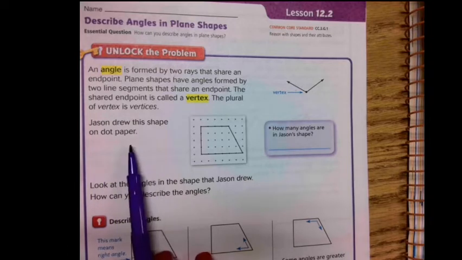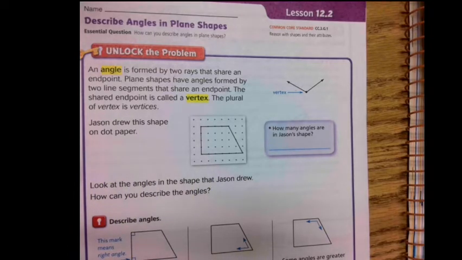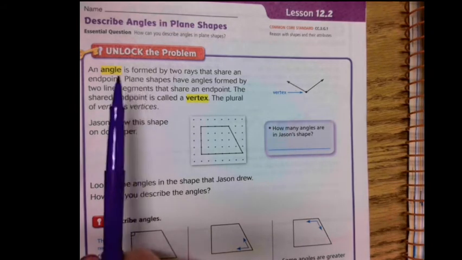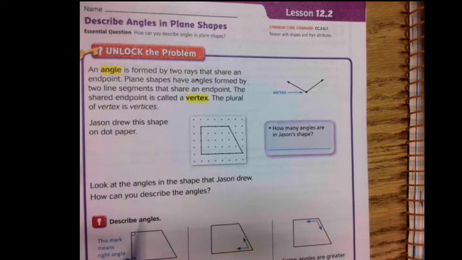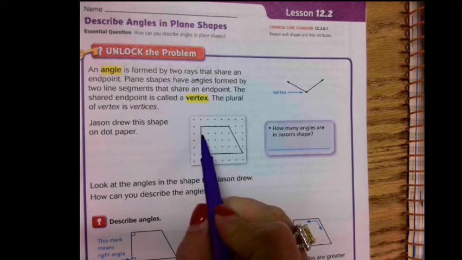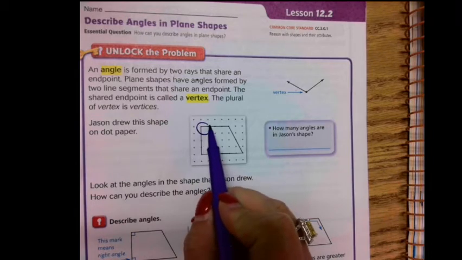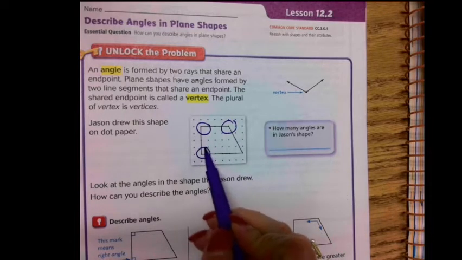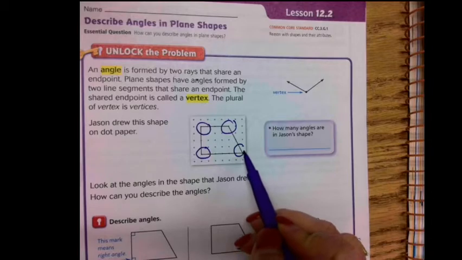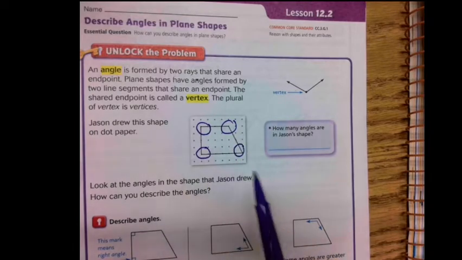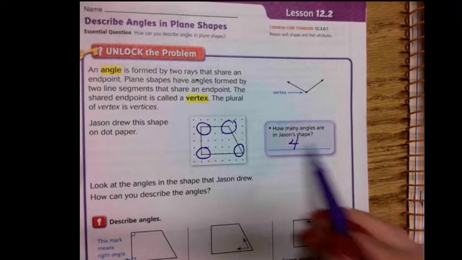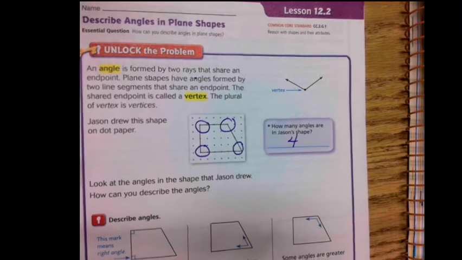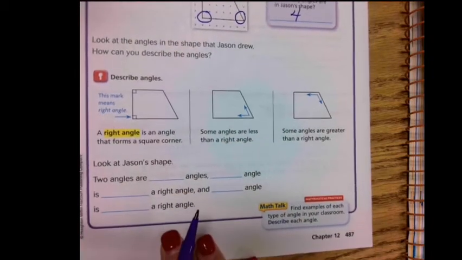Okay, now Jason drew this shape on his dot paper. How many angles are in Jason's shape? Now remember, what is an angle? It is formed by 2 rays that share an endpoint, okay? So I can already tell I could put one here. I have a ray here. I have a ray here. And I have a ray here. So I have 1 angle, 2 angles, 3, 4 angles. So how many angles do we have altogether? 4. Okay. All right. Now we're going to try to describe these angles a little bit more.